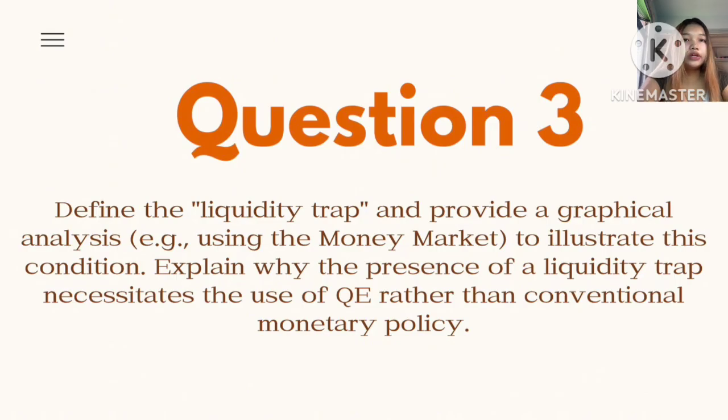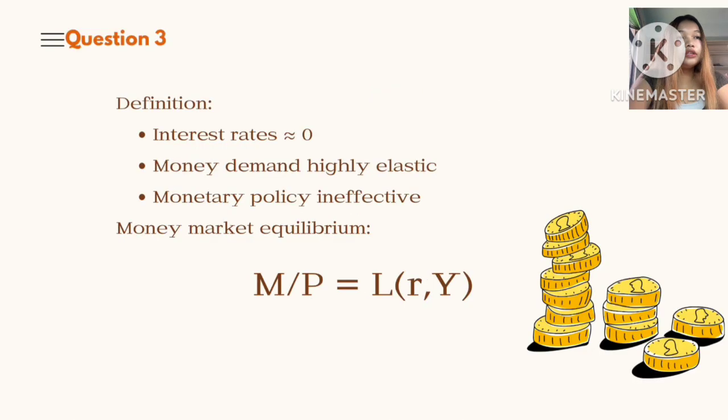Now to question 3: define the liquidity trap and provide a graphical analysis, for example using the money market to illustrate this condition. Explain why the presence of a liquidity trap necessitates the use of QE rather than conventional monetary policy. Under these conditions, people prefer holding cash rather than spending or investing. As a result, additional monetary expansion produces only limited economic effects.